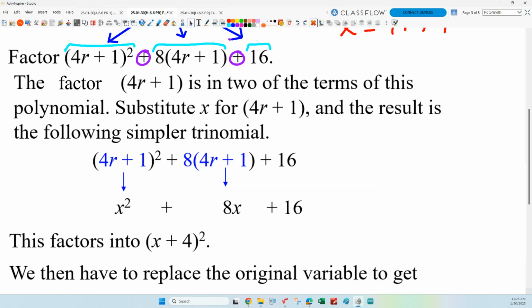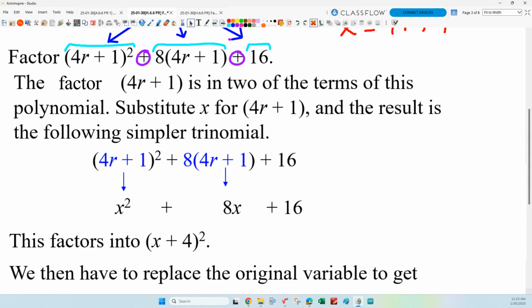Well, what magic numbers multiply to 16 and add to 8? Positive 4 and positive 4, right? So we end up getting this factors into x plus 4 quantity squared. Are we done? How come? Because the original expression was written in terms of r, not x. So now we made the substitution, which gave us a much simpler expression, easily factorable. Now that we're done with the whole process, we just reverse the substitution to get our final answer.